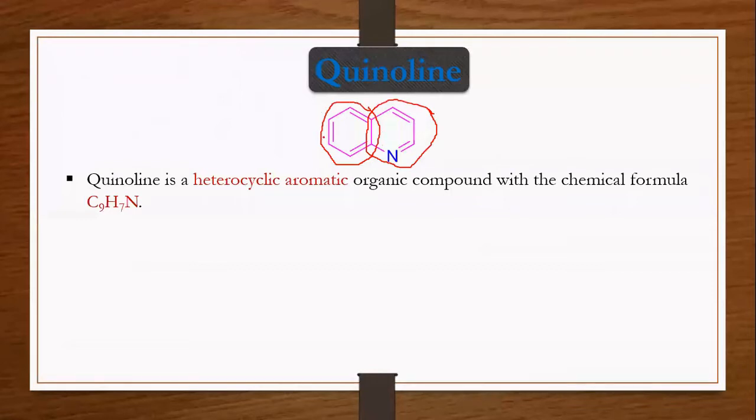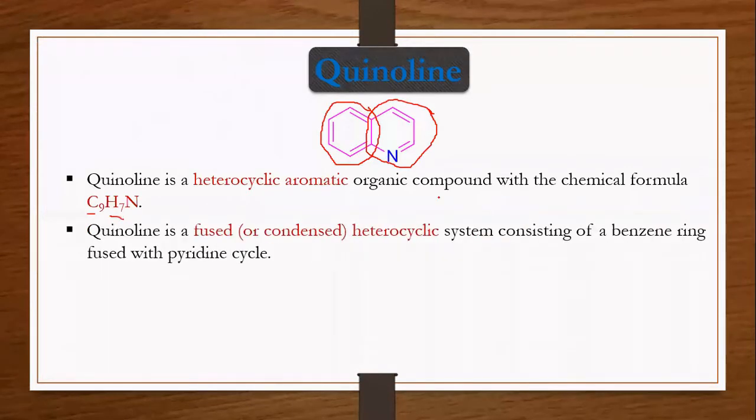You can count the number of carbon atoms. As all of you know, here 6 carbon atoms are present in the ring. Then it is 7, 8 and 9. C9. How many hydrogens are there? 1, 2, 3, 4, 5, 6 and 7 hydrogens are there and 1 nitrogen. This quinoline is a fused or condensed heterocycle in which benzene ring is fused with pyridine.